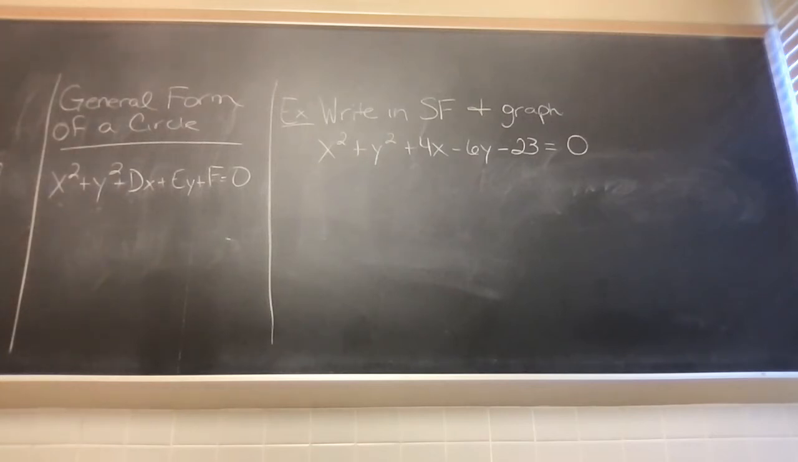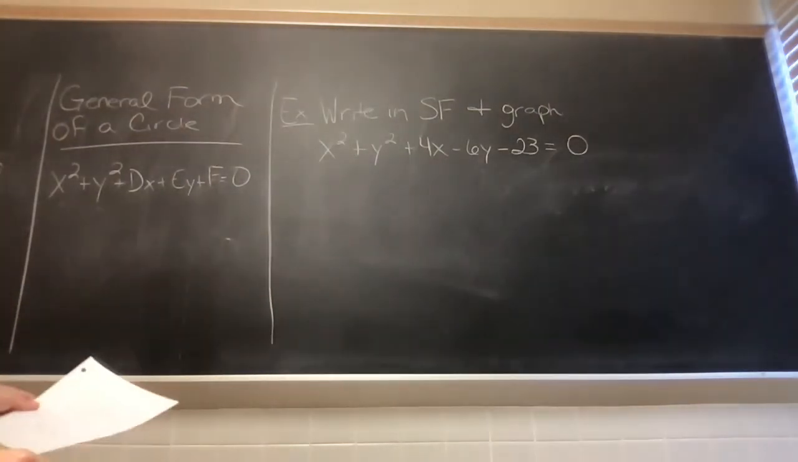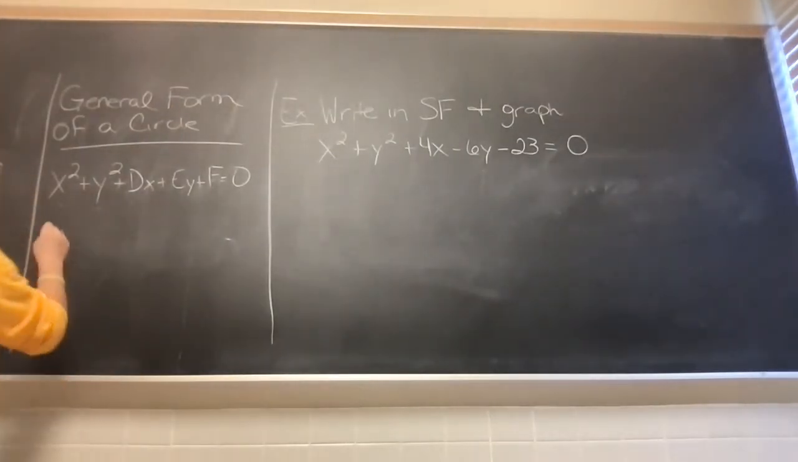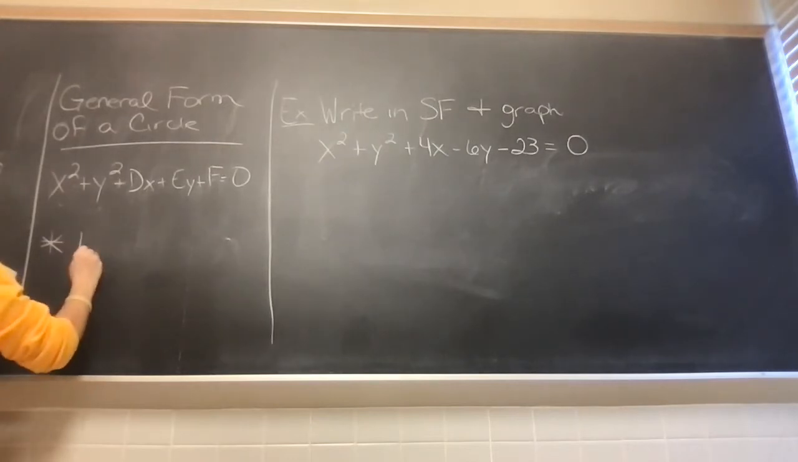So if they give you the equation of a circle in general form, they're usually going to ask you to get it back to standard form and then to graph it. So how do we do this? This is where I'm going to put a little star, and I want to remind you of something from 1.5.